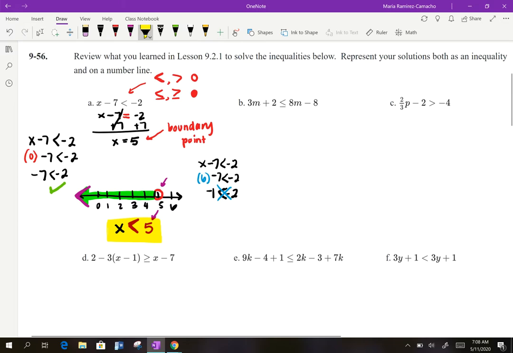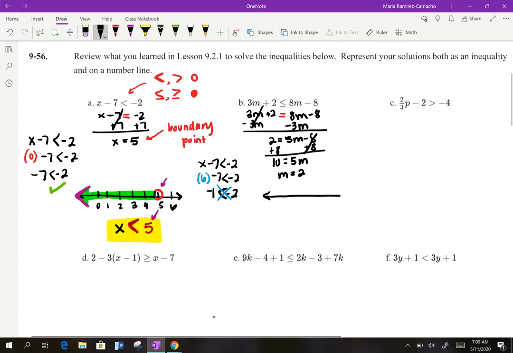Okay, let's do part B. So again, treat this as an equation and then solve for your boundary point. 2 equals 5m minus 8. Add 8 to both sides. So m is equal to 2. That is where our boundary point is. So let's draw our number line.